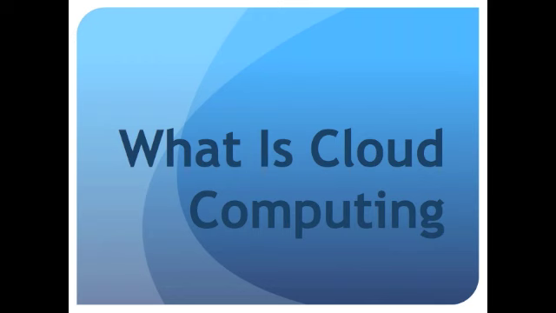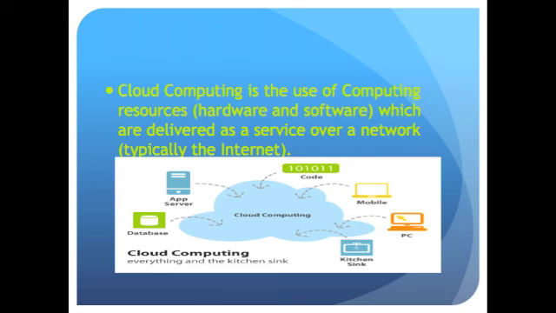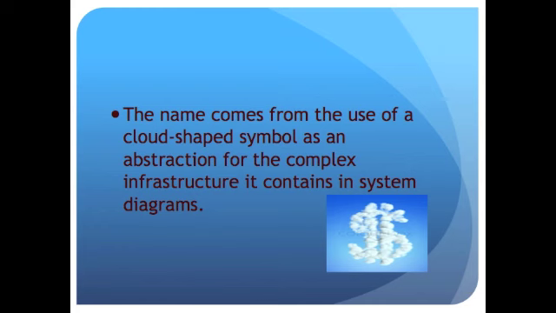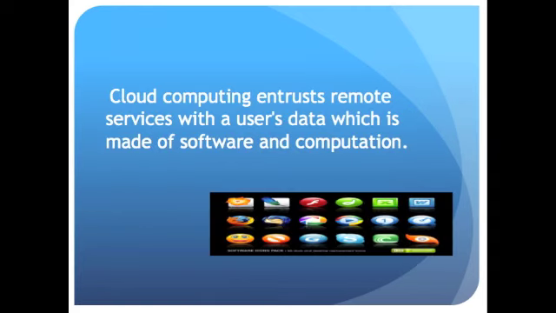What is cloud computing? Cloud computing is the use of computing resources, typically hardware and software, which are delivered as a service over a network, which is usually the internet. The name comes from the use of a cloud-shaped symbol as an abstraction for the complex infrastructure it contains in a systems diagram. Cloud computing entrusts remote services with a user's data, which is made of software and computation.